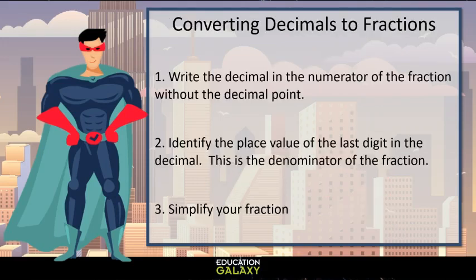Now let's try converting decimals to fractions. First, write the decimal in the numerator of the fraction without the decimal point. Then identify the place value of the last digit in the decimal. This is the denominator of the fraction. And last, simplify your fraction. Come on, the world is waiting.